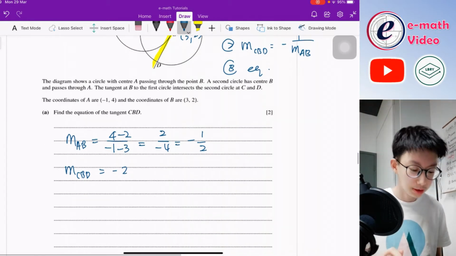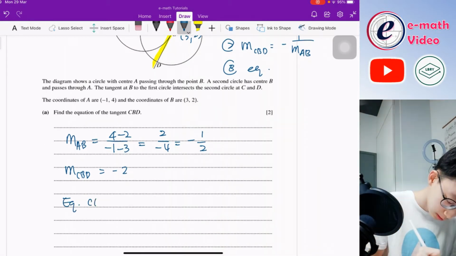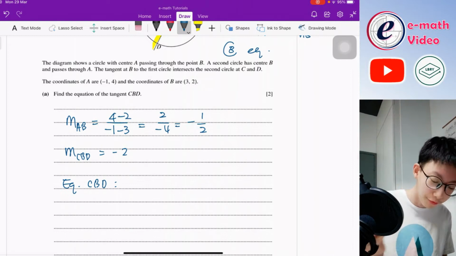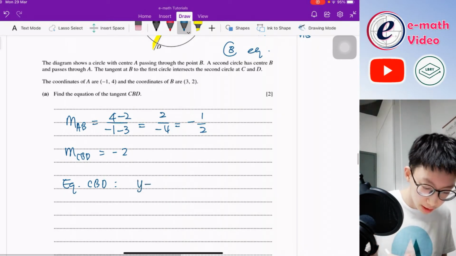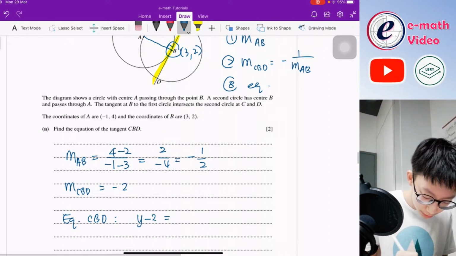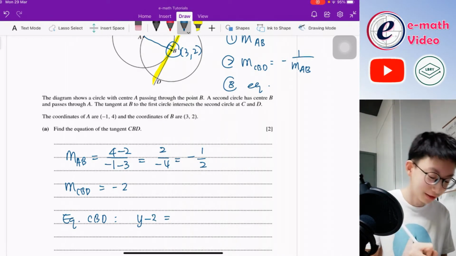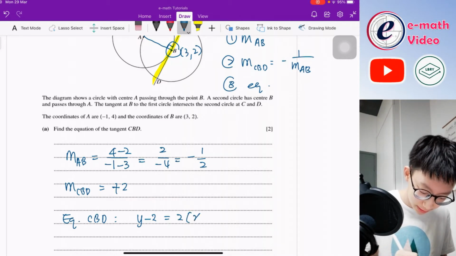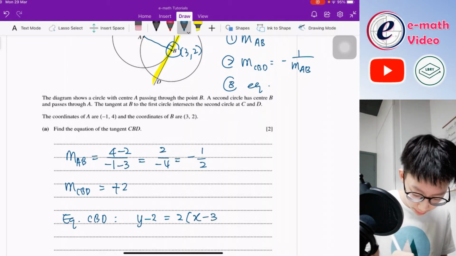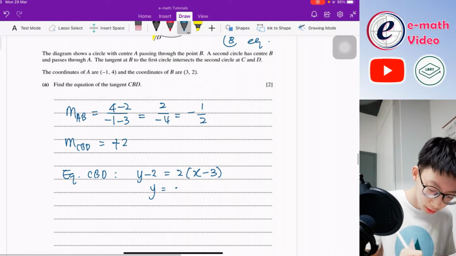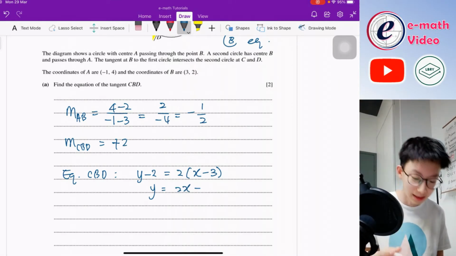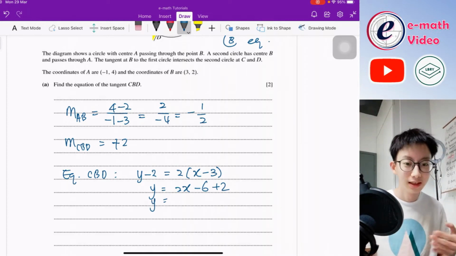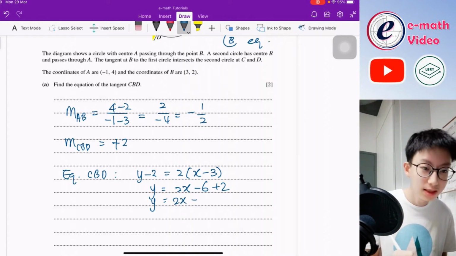Now we want to find the equation of CBD. Do we have any point on this line? Yes, we have point B. Just put it into the formula. y minus y1, y1 is 2. Don't copy wrongly, can I? Equals to -2 times, wait, I set positive 2, right? Why did I write -2? Okay, forgive me. x minus x1. Just go ahead and do it. y equals -2x plus something. Actually, you can leave your answer like that, but let's be more professional and write it in gradient form. So y equals 2x minus 4.